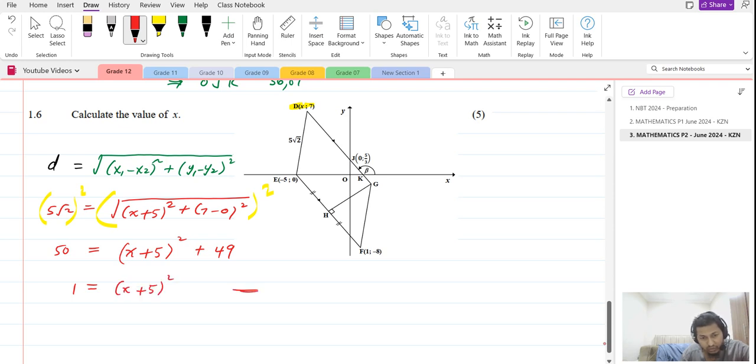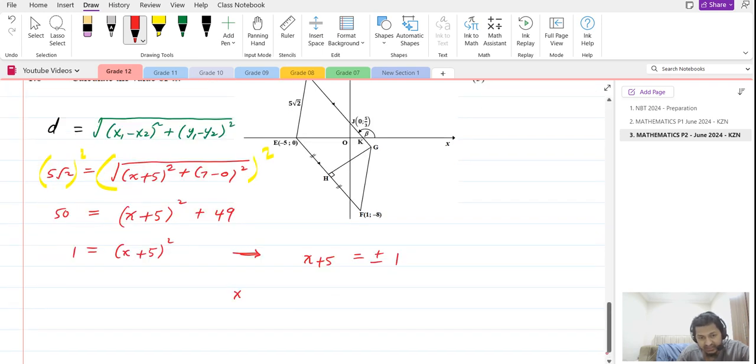Now when you have the square of a number equal to another number, you can just take the square root on both sides. So x plus 5 is equal to plus or minus the square root of 1. Remember, we are square rooting, so plus or minus 1. So we have two answers. x is equal to minus 1 minus 5, or x is equal to plus 1 minus 5. So now we have x equal to minus 6, or x equal to negative 4.